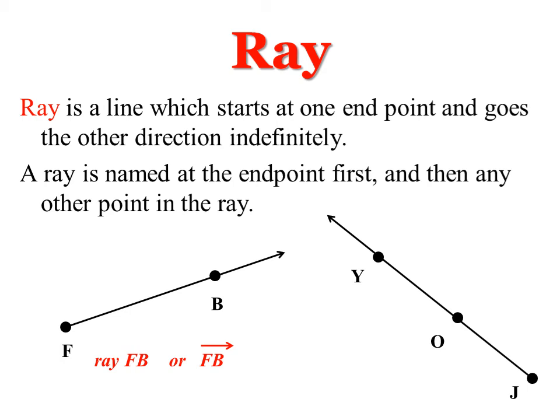We can name it as ray JO. Okay. So the endpoint is point J extended to O. Then, we can also name it as ray OY. And we can also name it as ray JY. Okay? So there are three ways here in naming the ray.